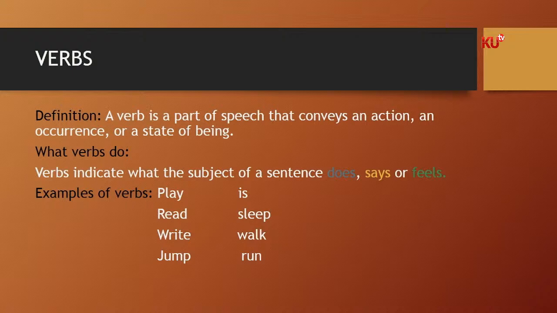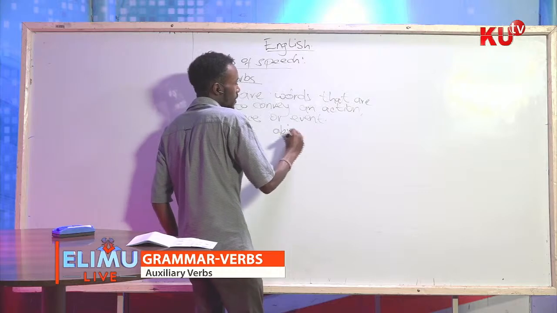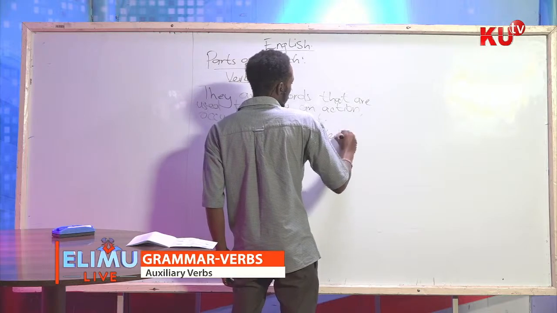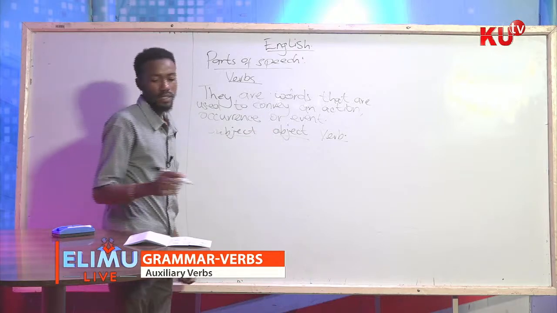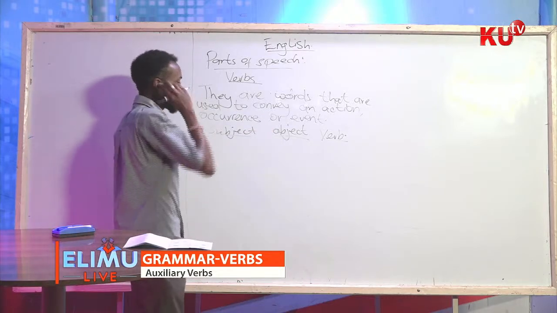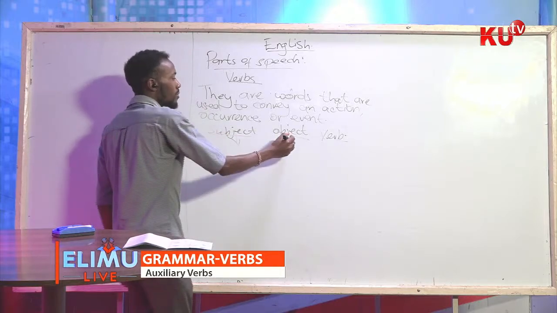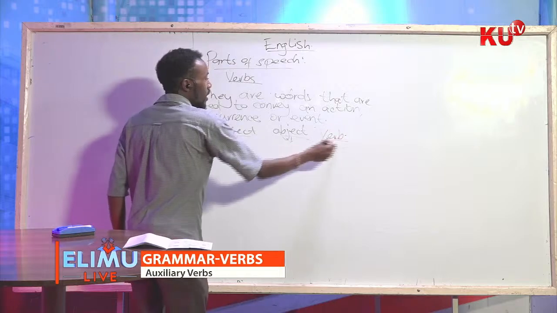When we talk about a subject of a sentence, as we all know, we have a subject in a sentence. We also have an object in a sentence. And finally, we have a verb. All these aspects are very important in construction of a sentence. Who is the subject in a sentence? Who is the object, and what is the verb? The verb is what we are looking at today.